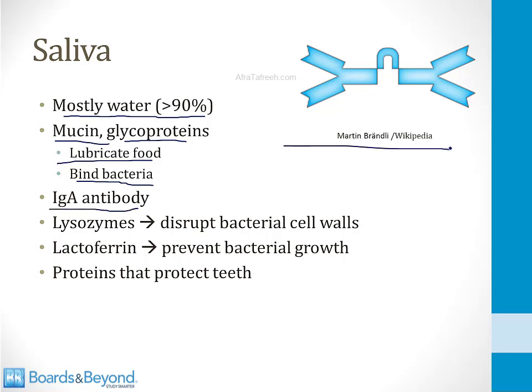This is a picture of the structure of IgA antibodies on the screen here. I talk about these antibodies in more detail in the immunology modules, but they bind to bacteria and prevent them from entering the mucosa. Also found in saliva are proteins called lysozymes, which disrupt bacterial cell walls. You can also find a substance called lactoferrin. The word lacto is in the name because it's also found in breast milk, and the word ferrin is in the name because one of the things lactoferrin can do is bind to iron, and it prevents bacterial growth. And then finally, you can find many proteins that help to protect your teeth from decay.